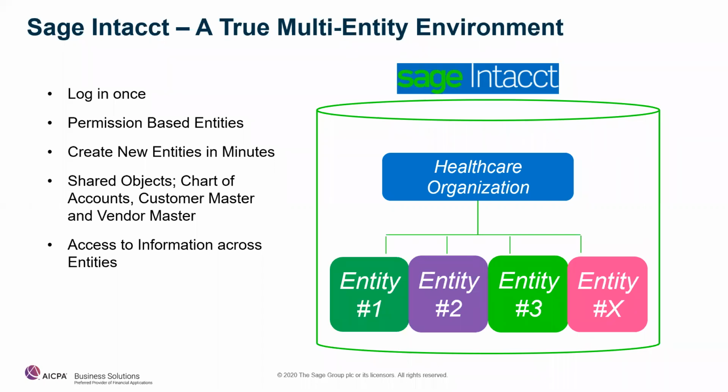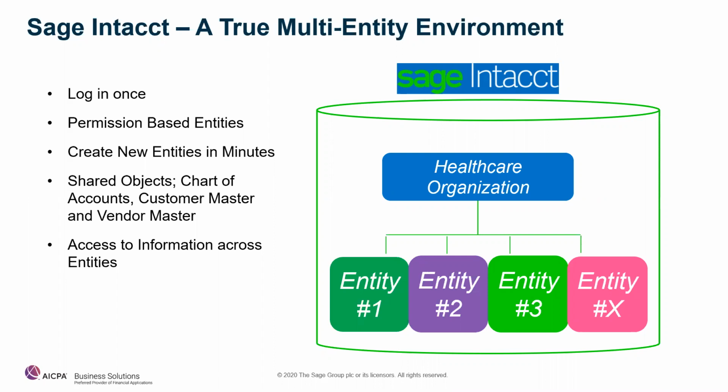When I talk about permissions, you'll learn that there are permissions across the entire footprint of the solution. Permissions start at that user level. So now you can permission your users to have access to the entities or companies that they need to transact in. Today, I'm going to be logging in as the controller, and she will have access to all entities. However, that can be controlled with permission, and you also have the ability to create new entities. In less than a minute, you can set up a new entity and be ready to start transacting.